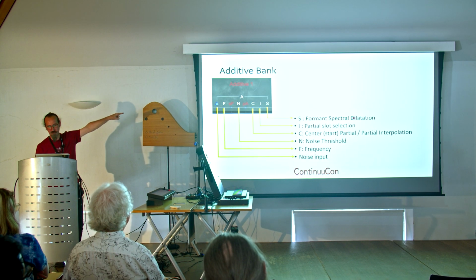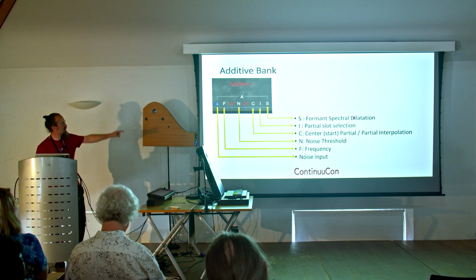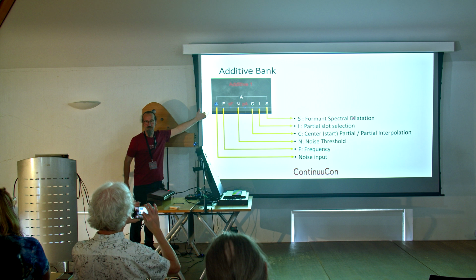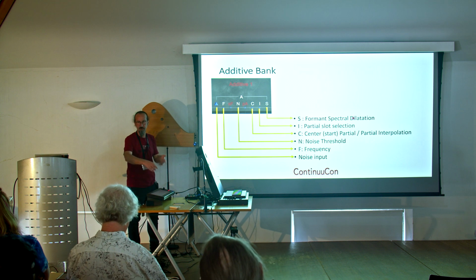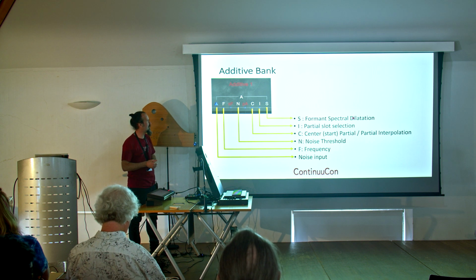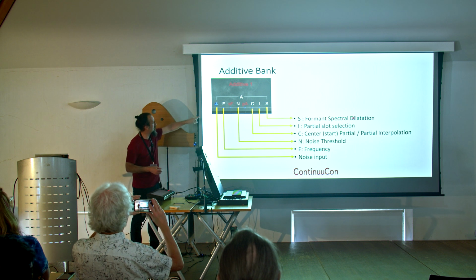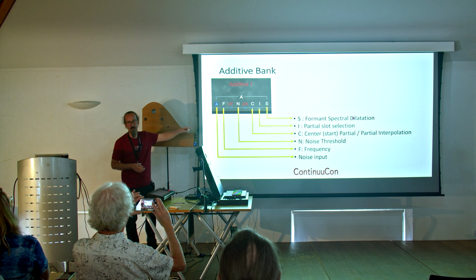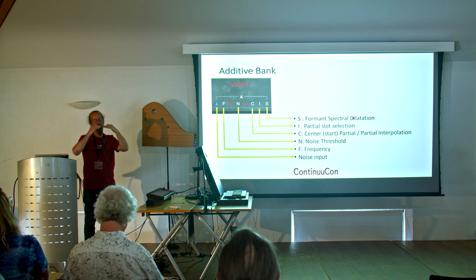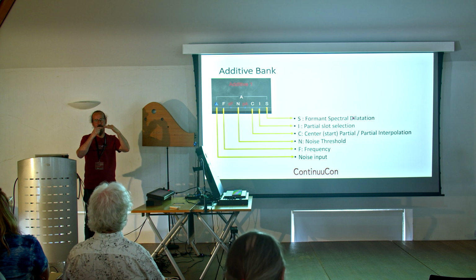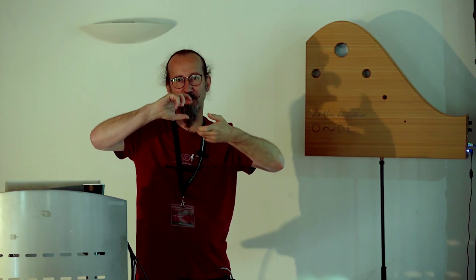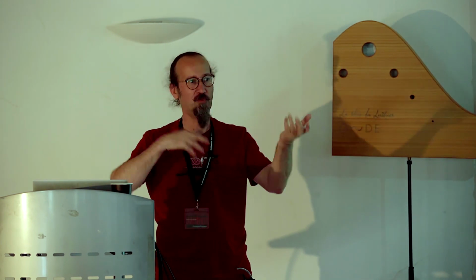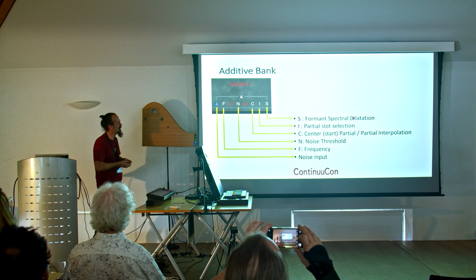So this is the additive bank. The first thing you have as input here is the noise, so that's where you input your noise. The second input is the frequency, so that's the way you tune your partials. I will come back to the two red columns. There's a noise threshold, so you can give a threshold level: when the partial goes under that level, instead of being played as a partial, it is going to be replaced by noise. So you keep the level of the partial from the analysis, but instead of playing a note, you play a noise. So that's for sound manipulation too.